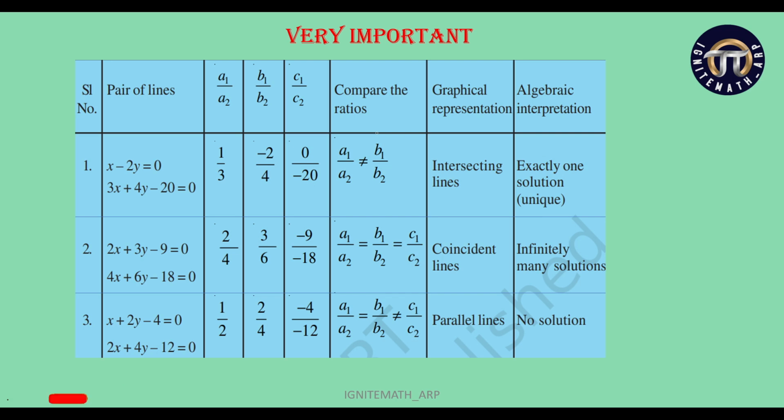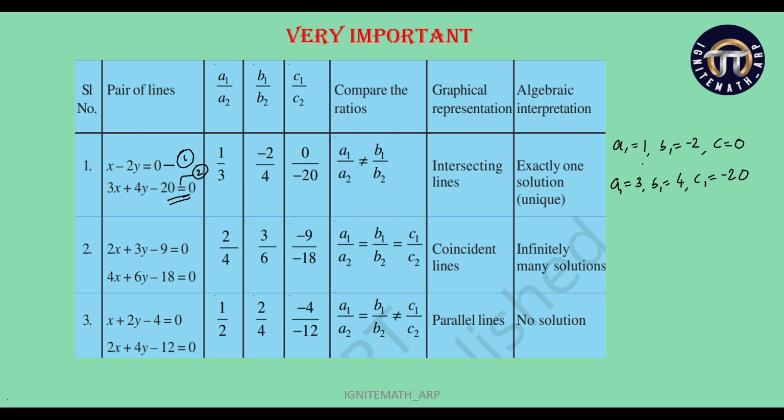I have taken some examples over here. Now see this equation over here: x minus 2y equal to 0. Can you tell me what is a1, if I am calling this equation as equation 1 and this as equation 2? So what is a1 here, children? a1 is equal to 1, b1 is equal to minus 2, c1 is equal to 0 because there is no constant term. Clear? So in the second equation, this is our second equation, what is a2 over here, children? a2 is equal to 3, b2 is equal to 4, and c2 is equal to minus 20.